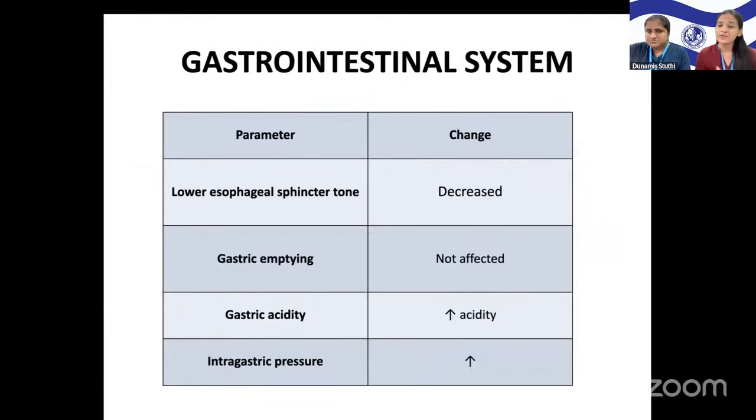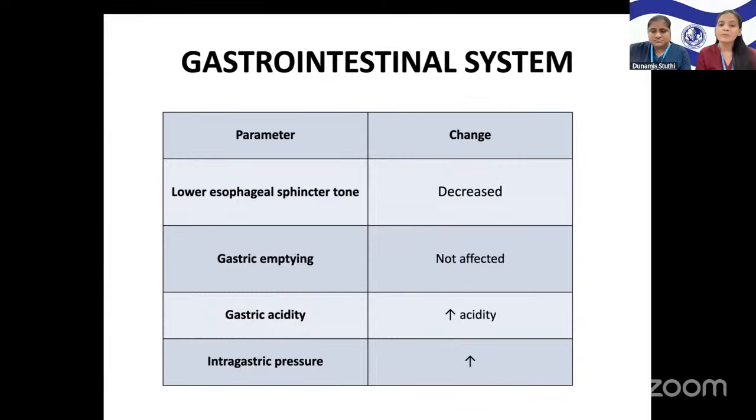Now, in the gastrointestinal system, the main important change that occurs is that lower esophageal sphincter tone is reduced. This happens as the gravid uterus pushes up. The stomach is shifted towards 40 degrees and also pushed towards the left dome of the diaphragm. And also, increased progesterone secretion causes relaxation of the lower esophageal sphincter tone. This is of important significance as there is aspiration risk in pregnant mothers.